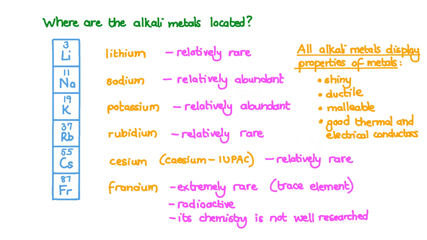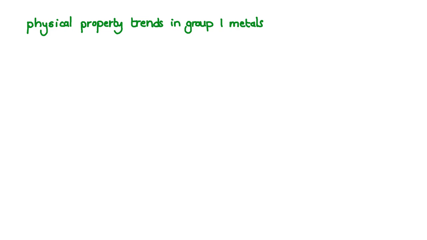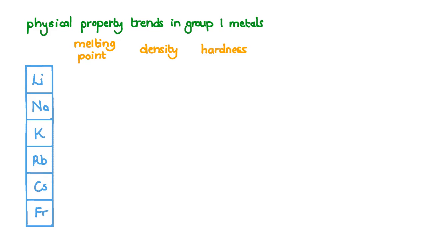Now that we know where the alkali metals are located on the periodic table, what their names and symbols are, and a little bit about them, let's discuss the trends in this group. Specifically, let's have a look at some of the physical property trends in the group 1 metals. A trend is a general pattern which is noticeable in the properties or behavior in a group or period of elements. Now let's discuss melting point, density, and hardness trends.